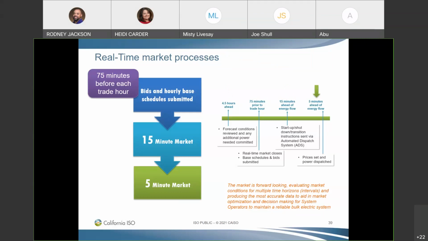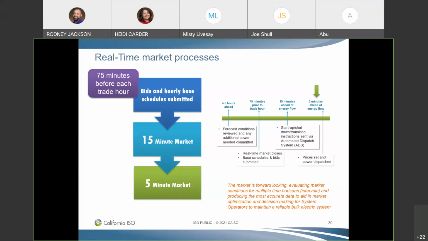Now, our RUC process is the ISO makes the final decisions on resource commitments to adjust the day-ahead schedules. Now, energy is paid in day-ahead or real-time prices based on where the award was received. And that's important to understand when we get into the settlements portion. You're settled out where the energy was, where the transaction took place.